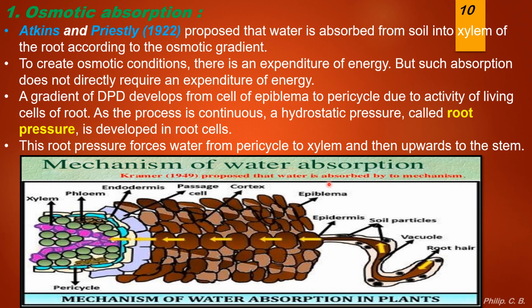So here, mechanism of water absorption, where Kramer in 1949 proposed that water is absorbed by this mechanism. You can see how the water movement in plants takes place right from the root hair through the vacuole, soil particles, epidermis. You can see the pathway, how it is continuous further, passing through epiblema, cortex, then passage cells, endodermis, phloem and xylem in the nearby region. So the xylem is through which the water passes further. Here the pericycle region.